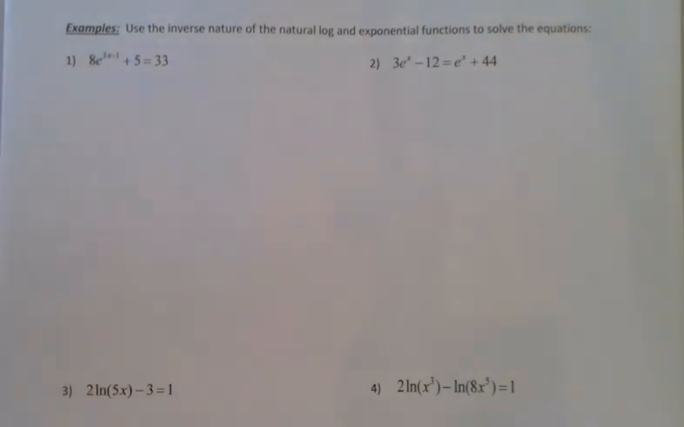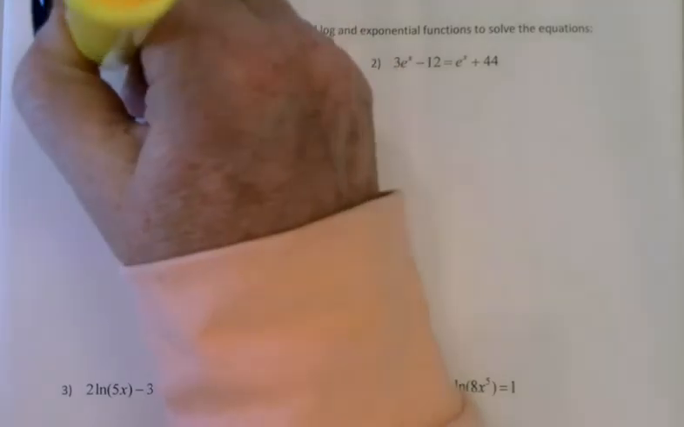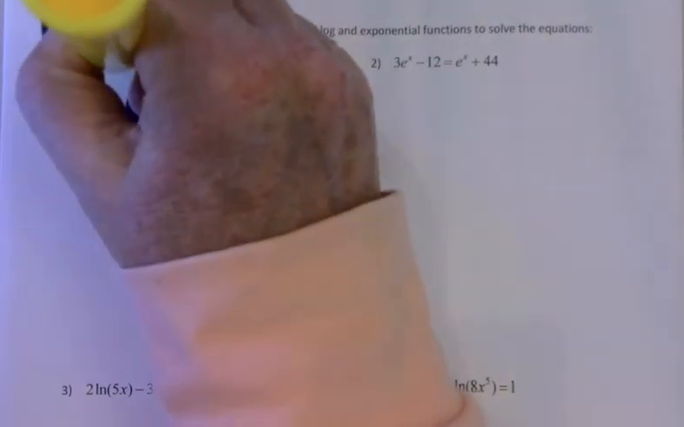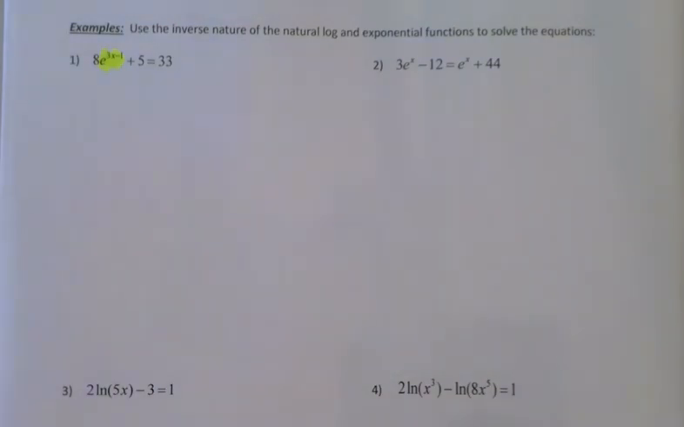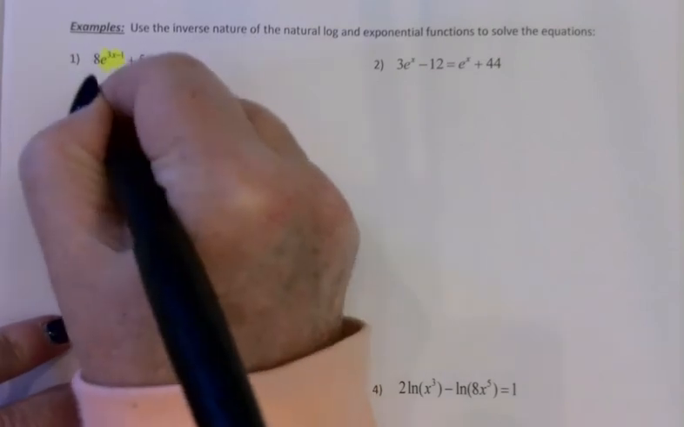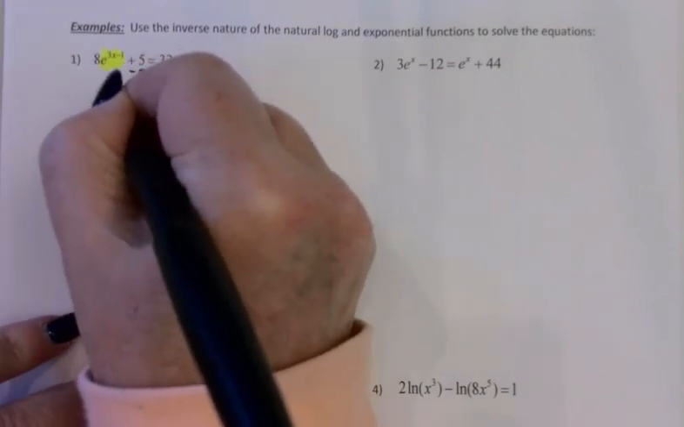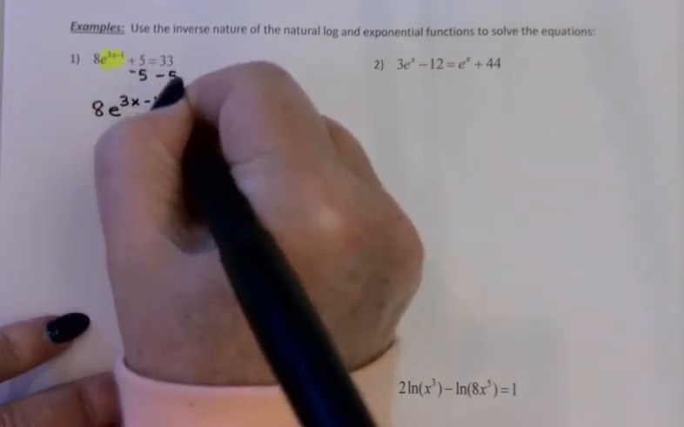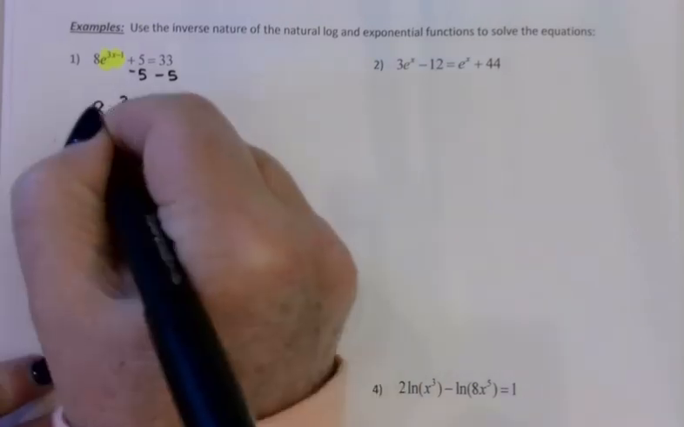If I wanted to solve for x in this first equation, I'll notice it's an exponential equation. And my exponential is actually the e to the 3x minus 1. I'll need to get that by itself. I'll need to isolate that first. So we'll subtract the 5 and divide by the 8.